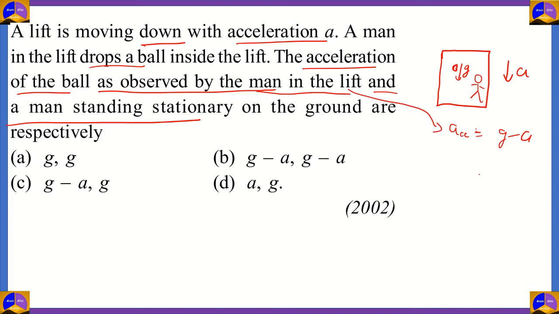And if this setting was on regular ground, for example, if a man is on the ground and he drops a ball, and the ball is falling freely, then it goes with an acceleration G. So G minus A and G are the correct answers to this question. Therefore, option C, G minus A for case 1 and G for case 2, is the correct option for this question asked in 2002. Let's look at another question.